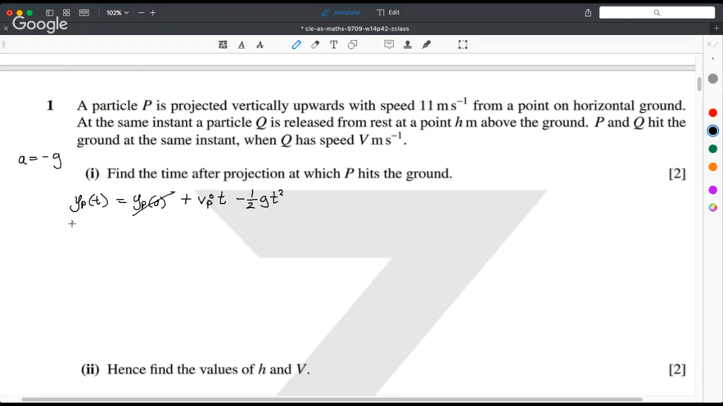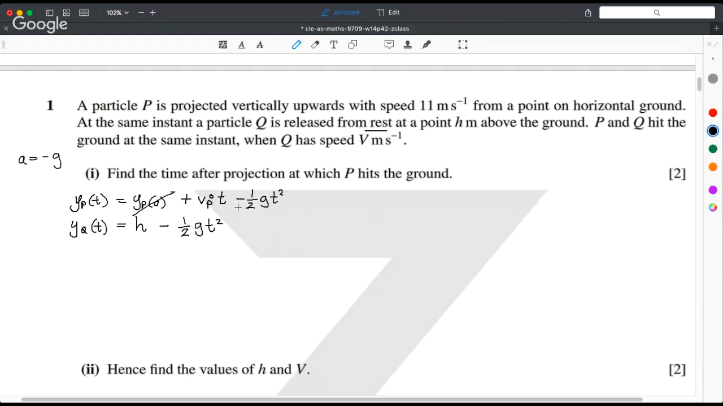Now there's the particle q, and its motion is governed again by the initial displacement, h, and there is no initial velocity. It starts from rest, so this middle term doesn't exist, and then it also undergoes acceleration downwards. So the acceleration is minus g because it's acting downwards.